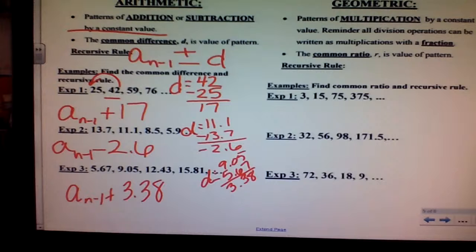The last type of sequence is geometric. These are patterns of multiplication. Okay. Division. Yes, and division. However, you should really write it as multiplication. What I mean by that is if my pattern is to divide by 2, that's the same thing as multiplying by 1/2. If my pattern is divide by 3, it's the same thing as multiplying by 1/3. So they truly want you to write it as multiplication with a fraction.